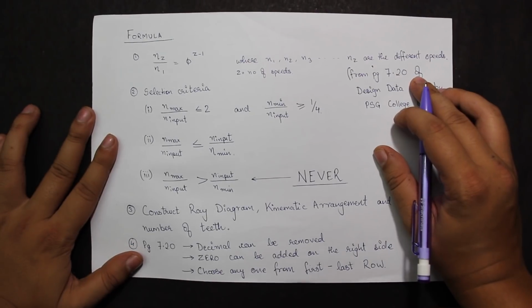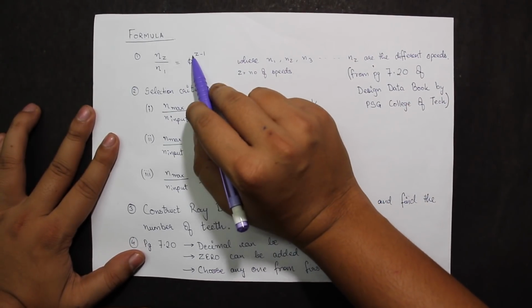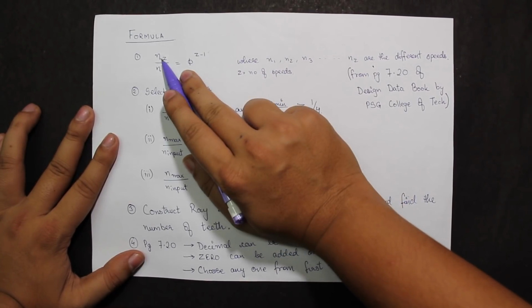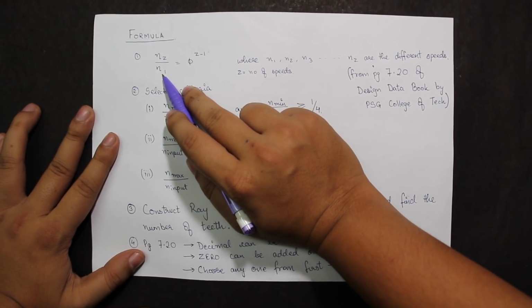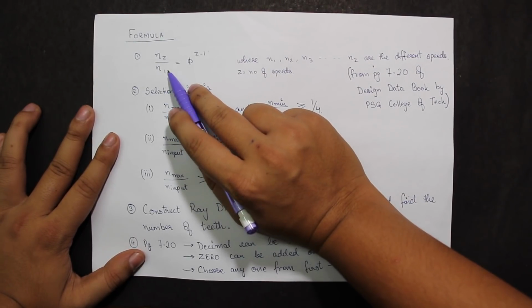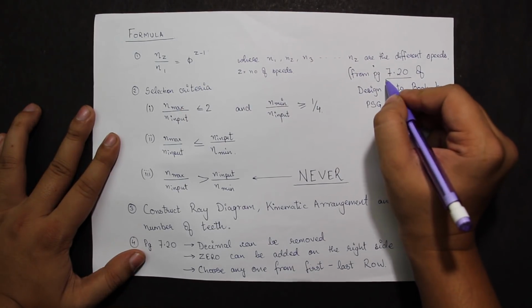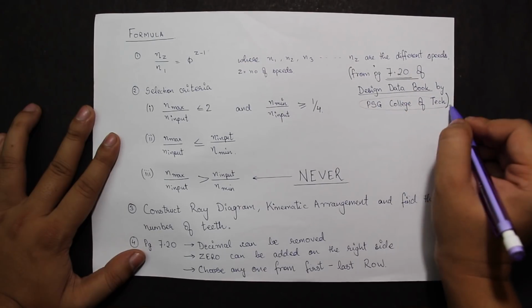Next, we have a number of formulas for the basic operations. Nz by Ni is equal to 5 to the power z minus 1. So Nz is the final speed given in the question and Ni is the initial speed or the minimum speed. The speeds are available on page number 7.20 in the design data book compiled by PSG College of Technology.